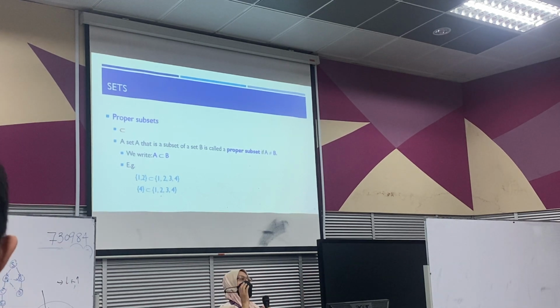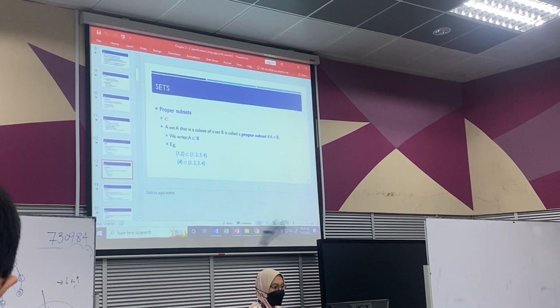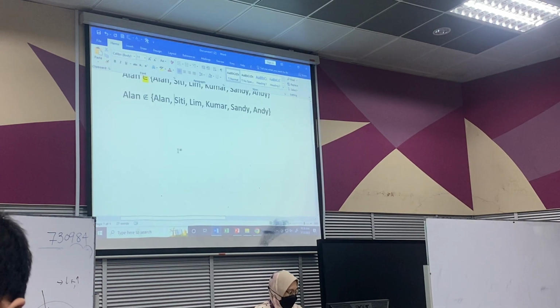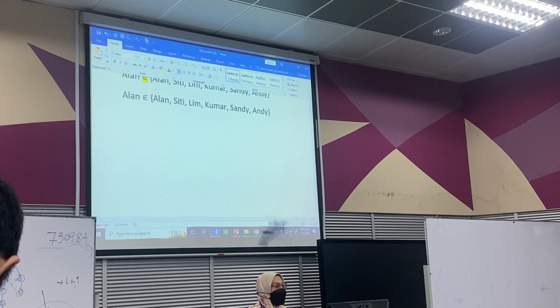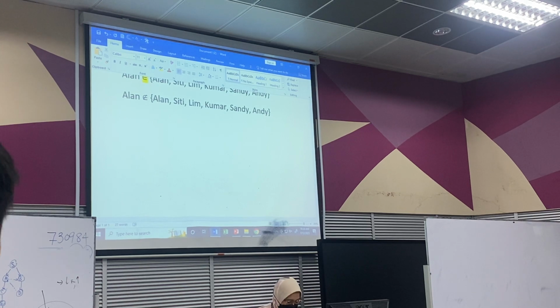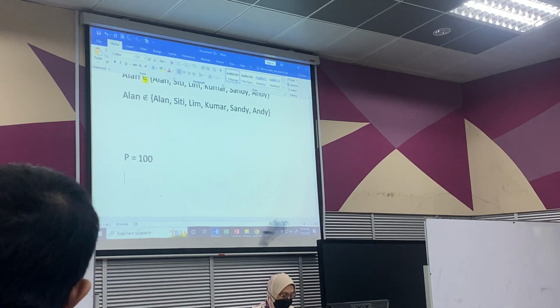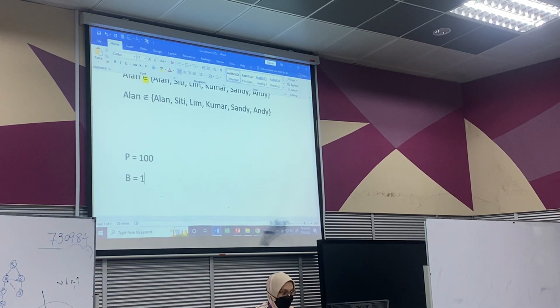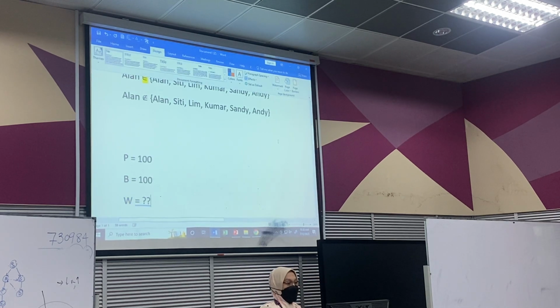So I can put something like this in my system. Let me show you. Now you start confusing already. I'm not confused, just starting. So let's say P is for patient, and I have 100 patients. Bed, I have 100 also. Now W is for waiting list. This one is up to us, however many.